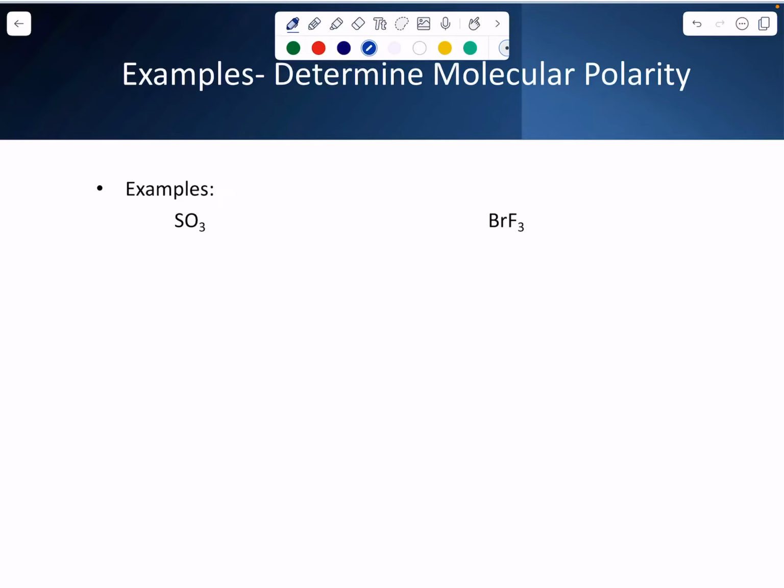In this video, we're going to go over two examples where we're going to draw a Lewis structure. We're going to use that to determine molecular shape, and then we're going to use that with electronegativity values to determine molecular polarity. And along the way, we'll also talk about bond order.